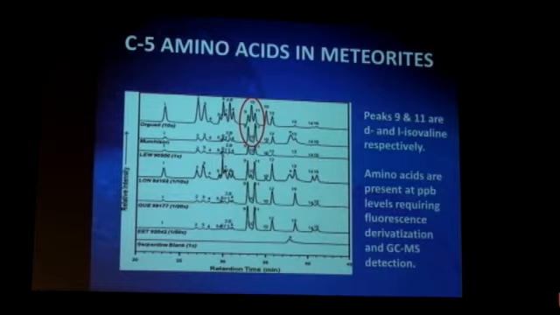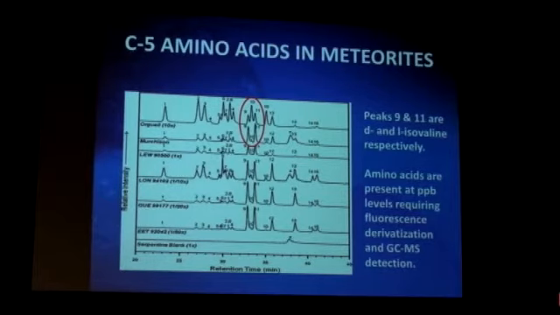These 15 are just the 5-carbon amino acids that were present in meteorites. And the amino acids that were looked at are present at parts per billion levels, and in order to detect them, they had to put a fluorescence tag on them so they could actually see them, and then they had to use GC mass spec to detect them. And then after doing all of that, only one amino acid out of 70 shows unequal ratios right there. Peaks 9 and 11 are D and L isovaline, respectively, and the Orgueil meteorite and the Murchison meteorite showed unequal ratios.